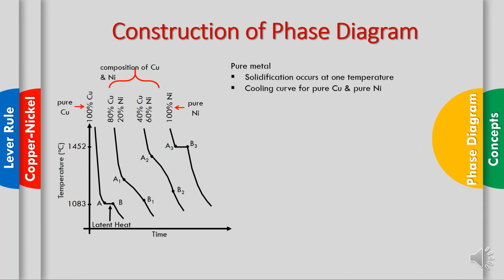So basically for a pure metal, we know the solidification occurs at only one temperature. This is the cooling curve for pure copper and pure nickel. We can see from the 100% copper and 100% nickel what is happening if we change, so that this alloy takes place, and it will have a range of temperature in the graph.